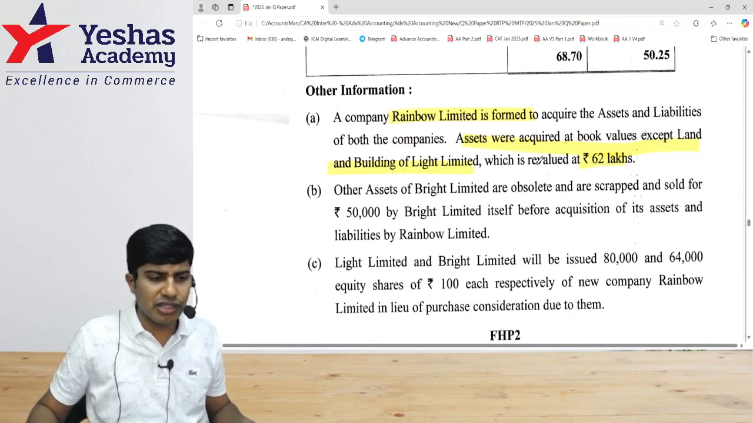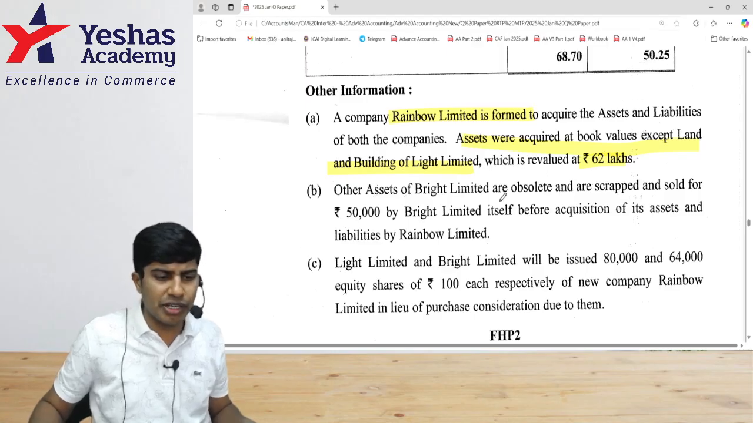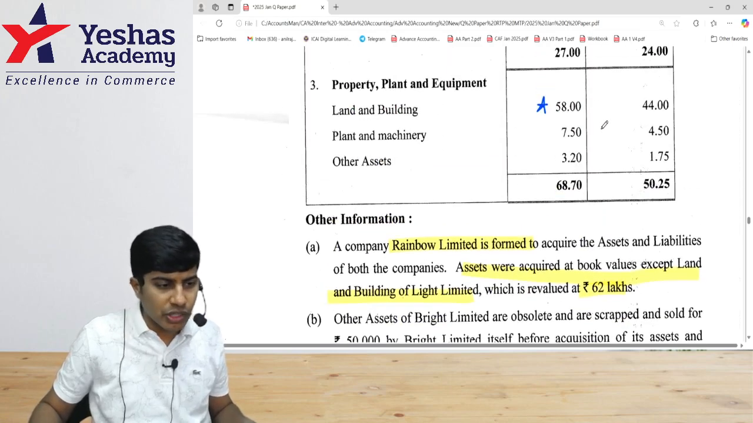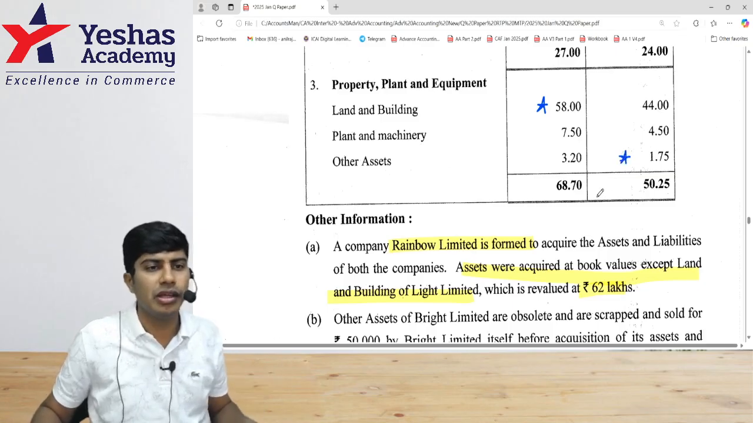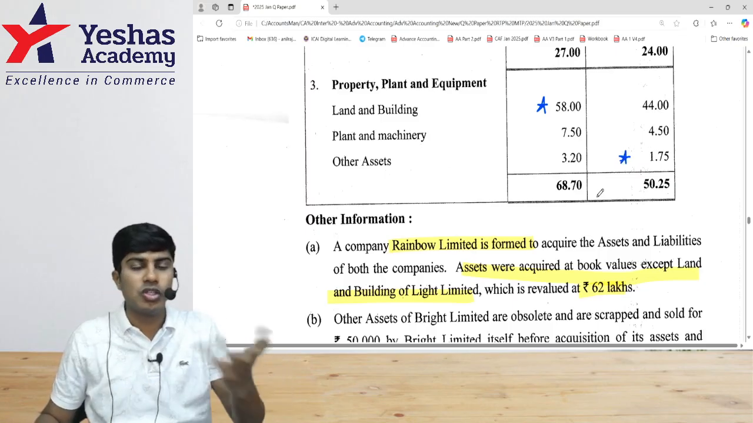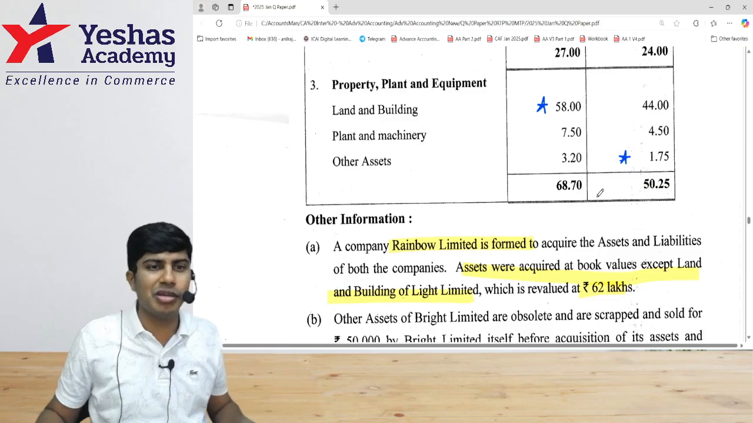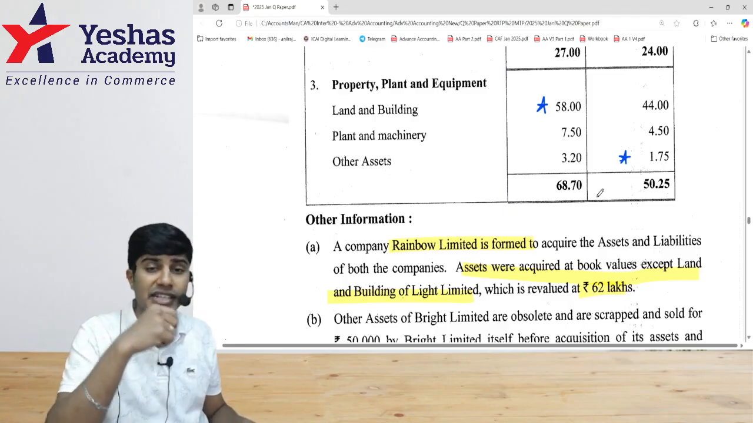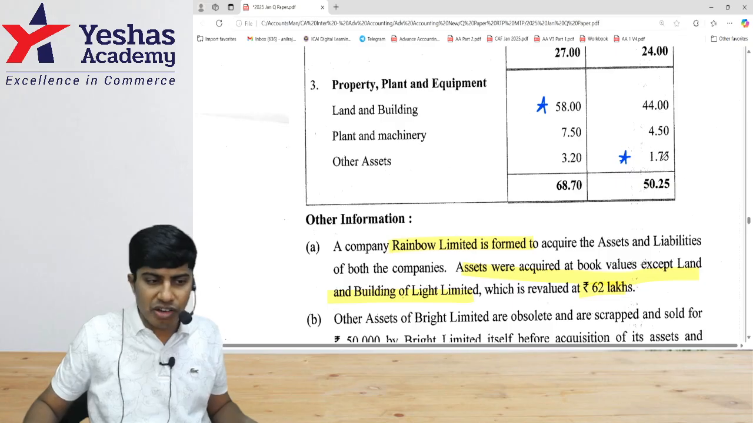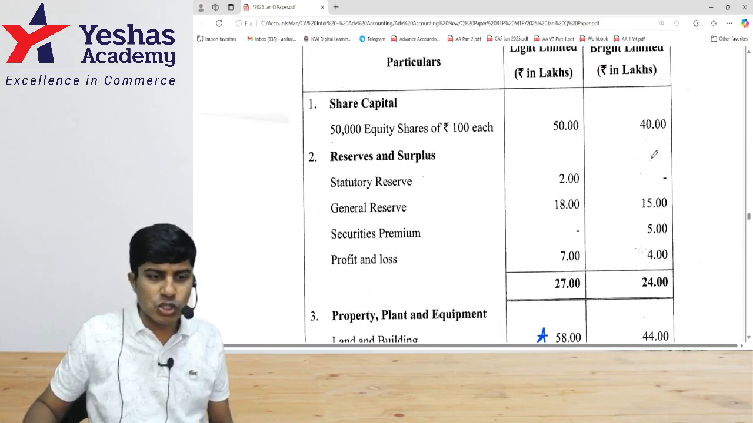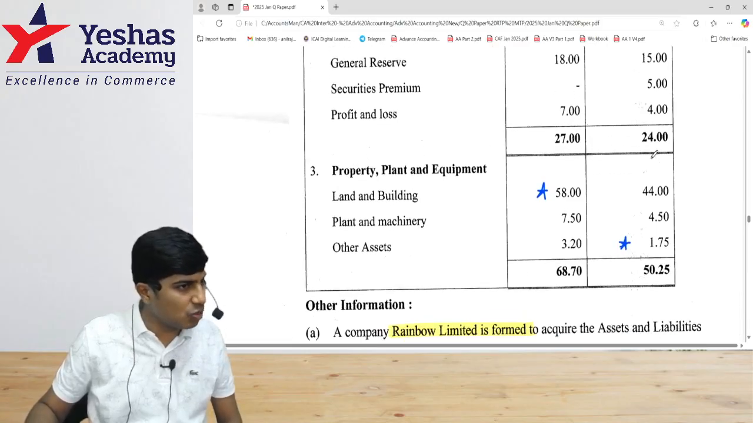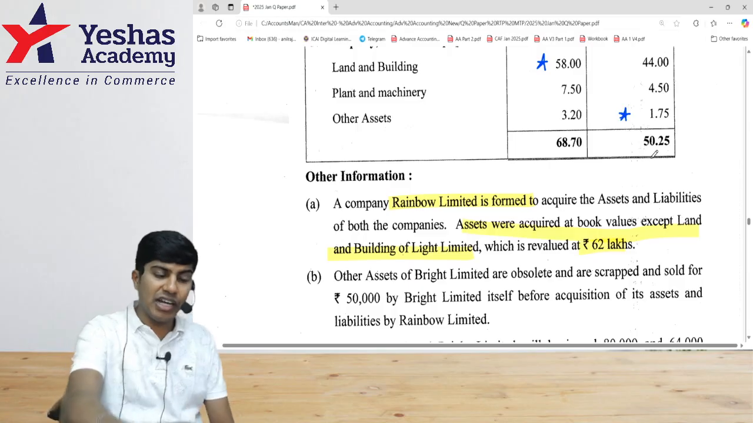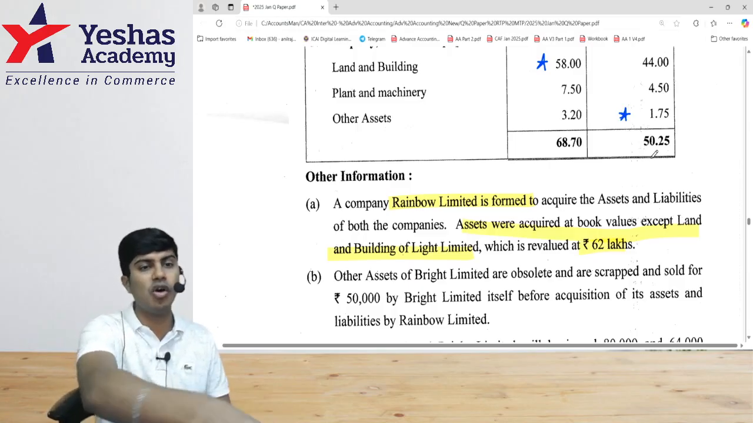Then the next thing, what are they telling? Other assets of Bright Limited are obsolete and scrapped and sold for 50,000 by Bright. Here you have other assets of Bright, 1.75. This is not taken over by the new company. This is sold by the old company only. So obviously, again, this is an amalgamation in the nature of purchase. Now there is one small element of doubt. All assets and liabilities are taken over. When this 1.75 worth of other asset is sold by Bright Limited, is the consideration they receive in cash taken over by Rainbow or not? They have not told.